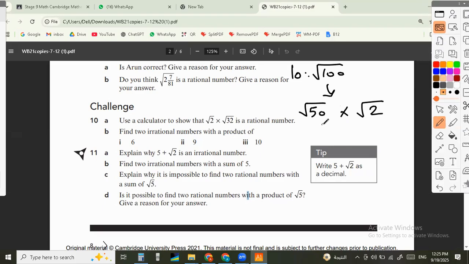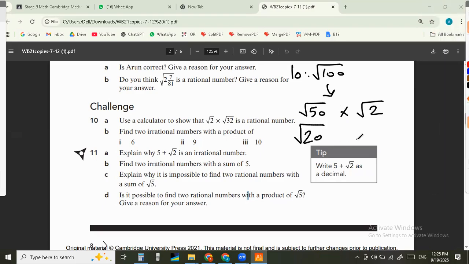Oh, somebody might think this way. Yes, there's another one: the square root of 20 times the square root of 5. It will give me the square root of 100, which is equal to 10.